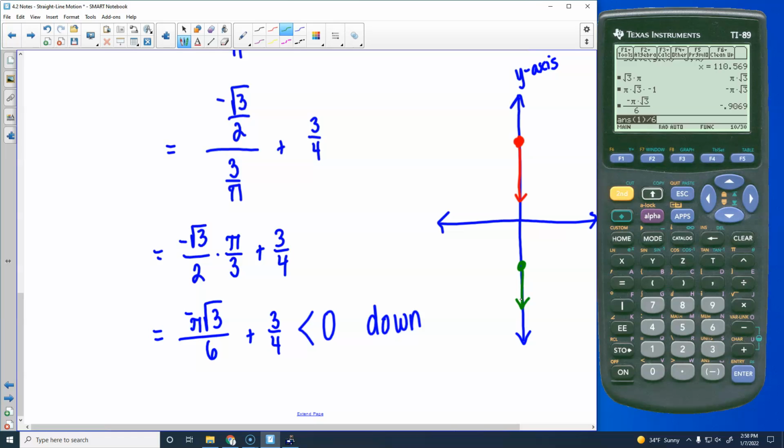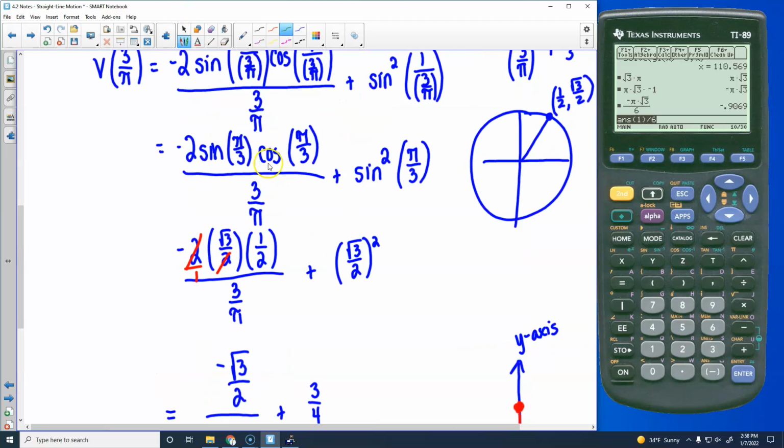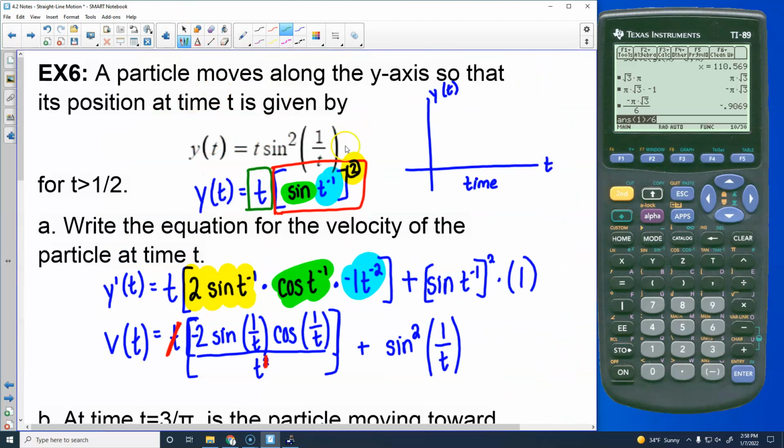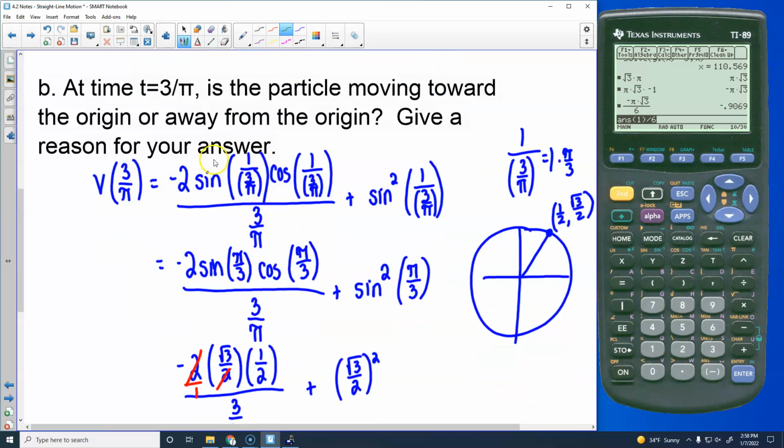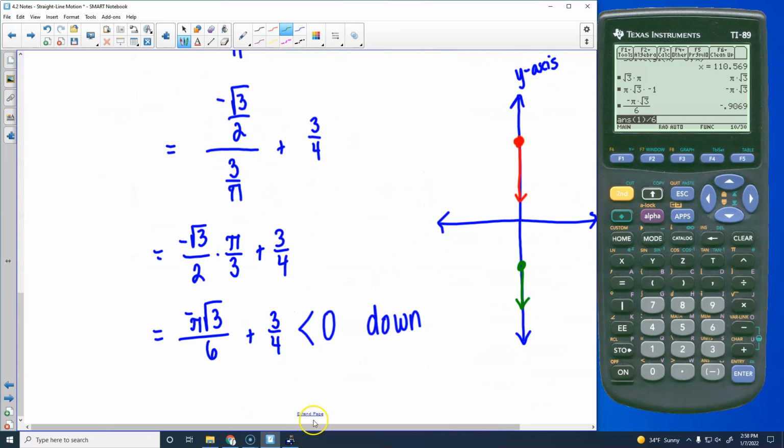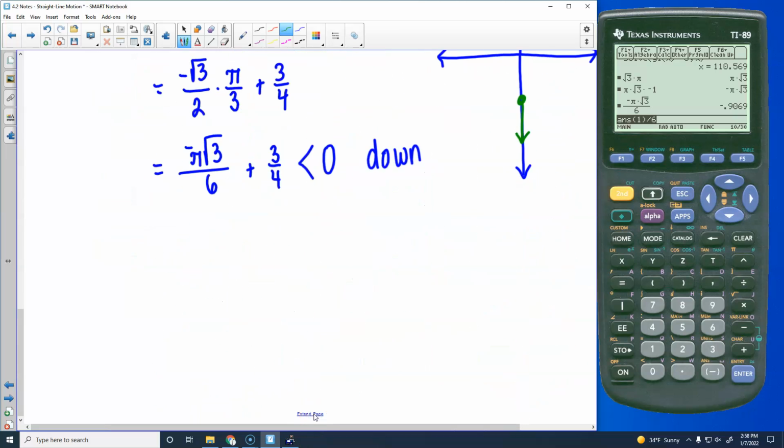We need to know where it started at. How do I find where it started at? Plug it into the original function. Okay? 3 over pi, because that's the point we're looking at. So y of 3 over pi.